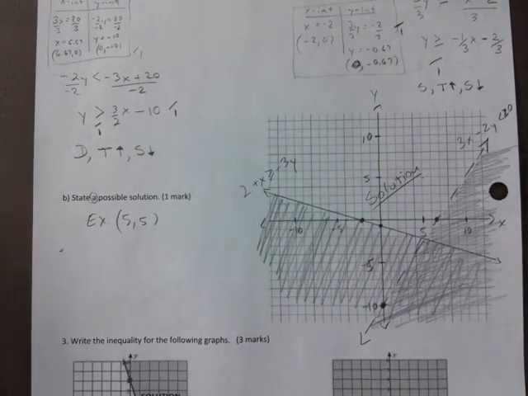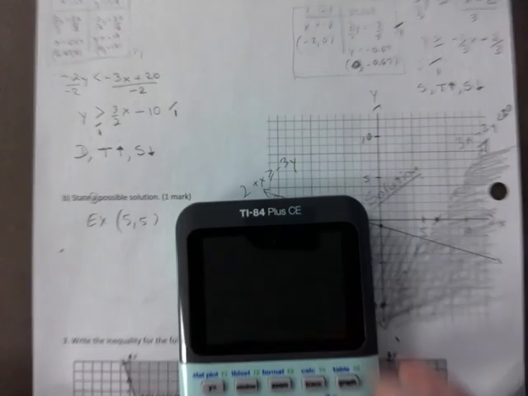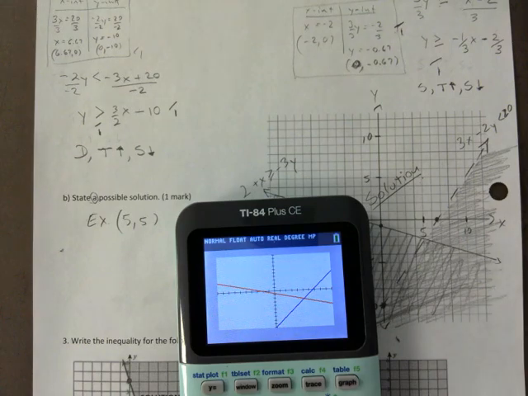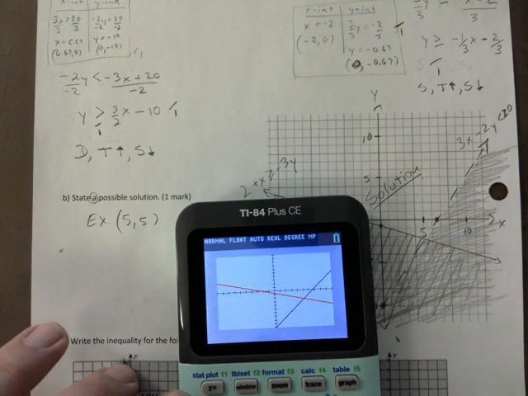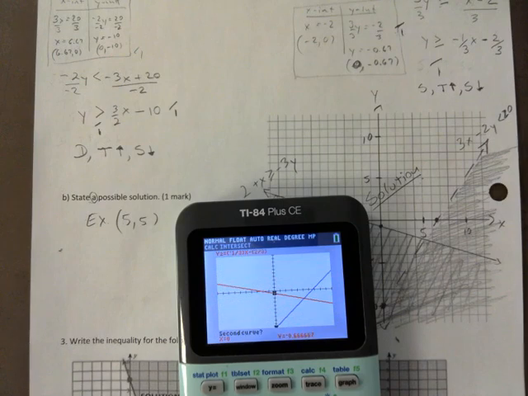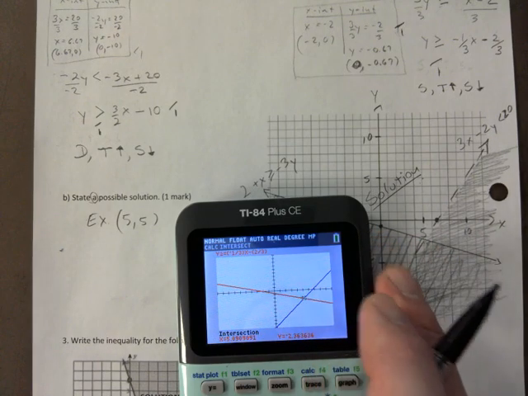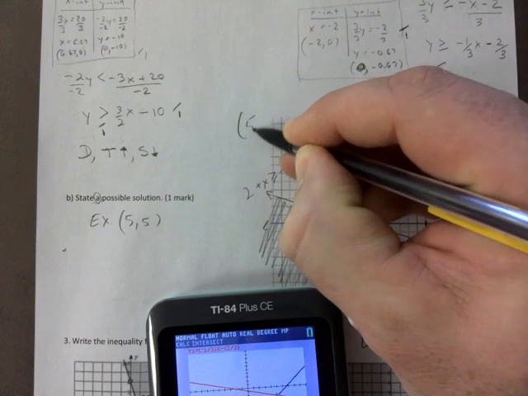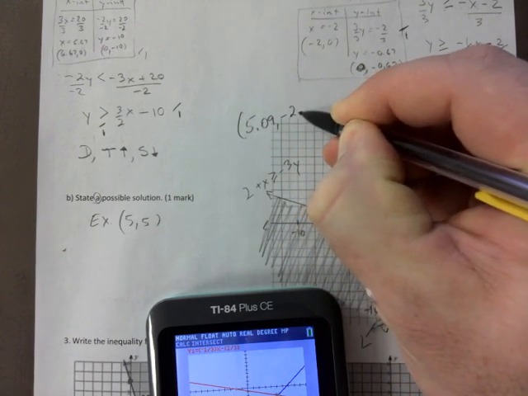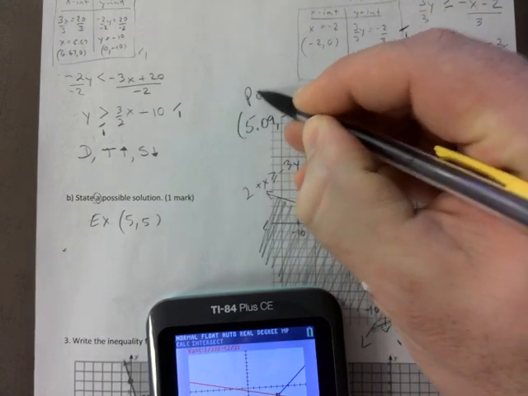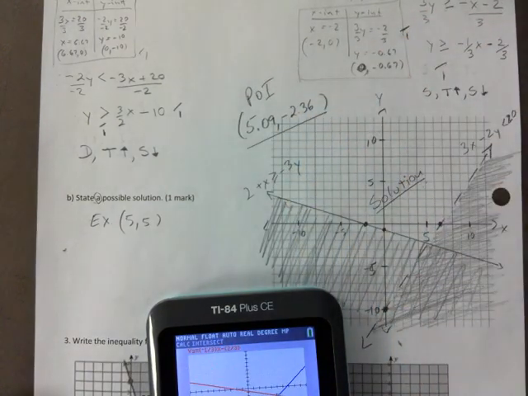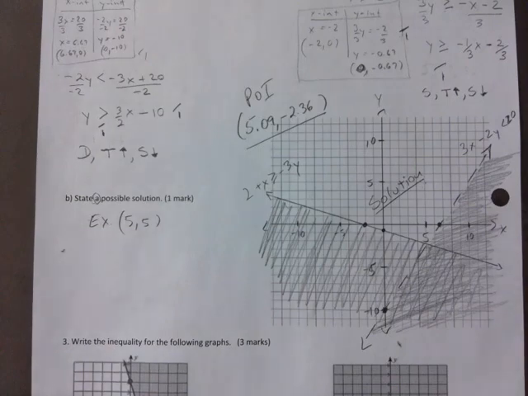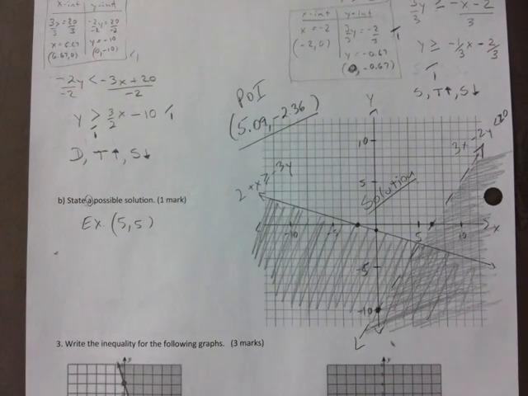And I forgot the POI, right? I know, you're probably waiting for it. The POI, if you did everything else right, should be the same for everybody. Second trace 5, enter, enter, enter, and that's 5.09, -2.36. I'm going to state that here somewhere. 5.09, -2.36. That's the POI. That would give you a full mark wherever you put that. I usually have a spot where I ask for it.